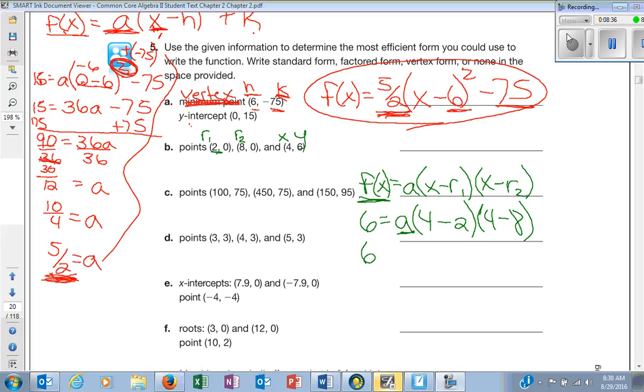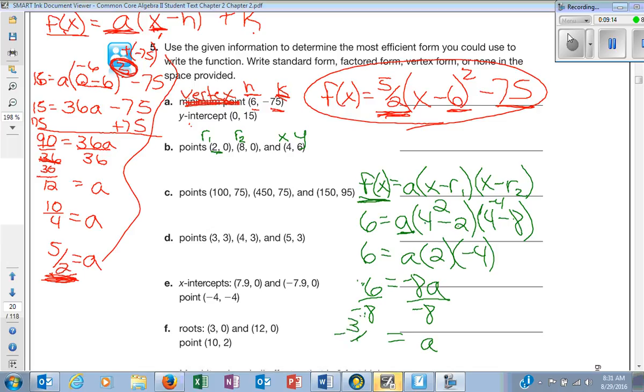So 6 equals 4 minus 2 is 2. 4 minus 8 is a negative 4. And so I get A times 2 times a negative 4. Everybody okay with that? 6 equals negative 8A. All I did was 2 times a negative 4. Now what do I do? Divide by negative 8, and I get A equals, do you see that 2 goes into both of these? So I can reduce that to a negative 3/4.